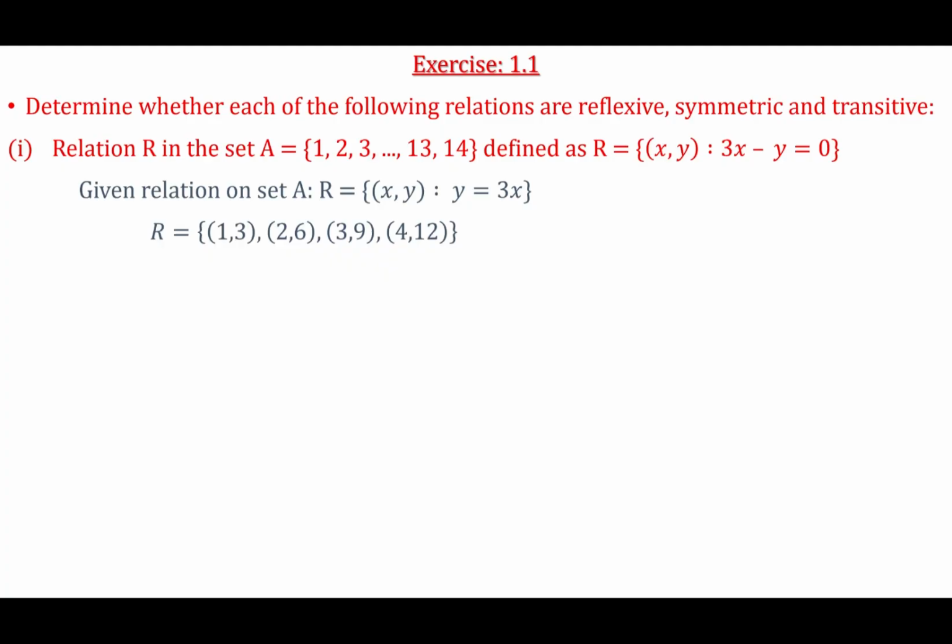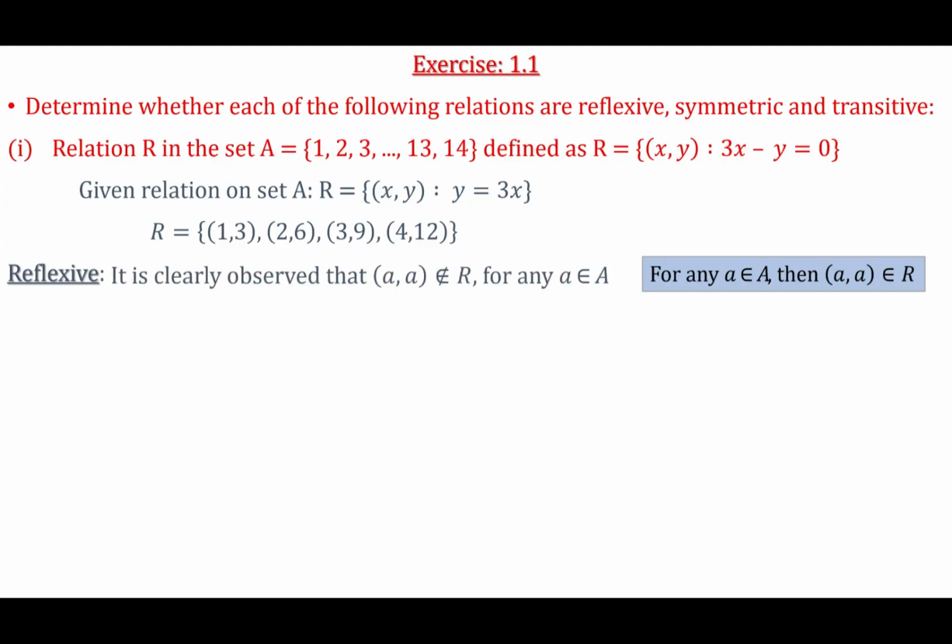Now we need to check reflexive. Is it reflexive or not? We know the definition of reflexive: for any a belongs to A, (a, a) belongs to R, which means all ordered pairs with identical elements must be there in the reflexive relation. Now, if I check the first term, (1, 1) is not there. So I don't need to check the other elements. That's more than enough. It is clearly observed that (a, a) does not belong to R for any a belongs to A. So it is not reflexive.